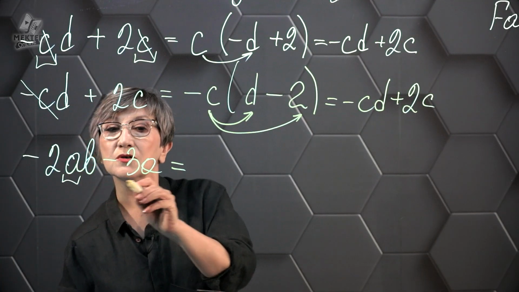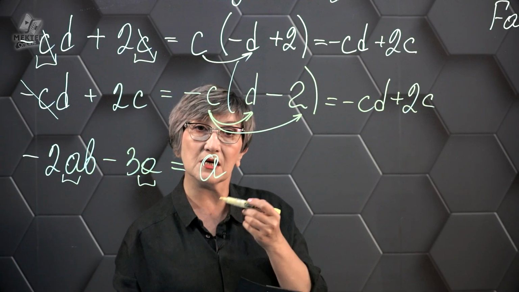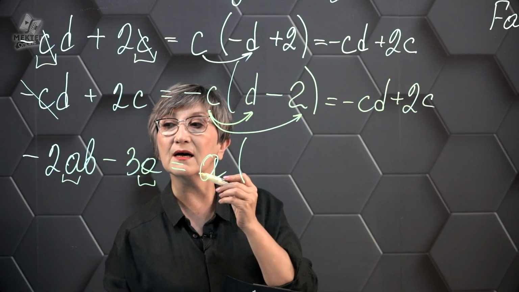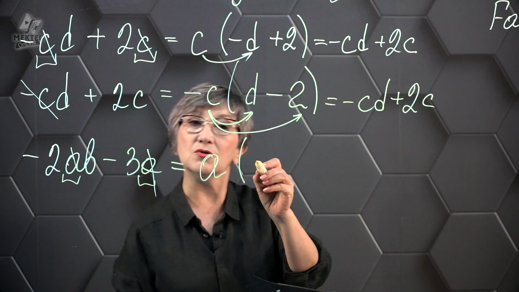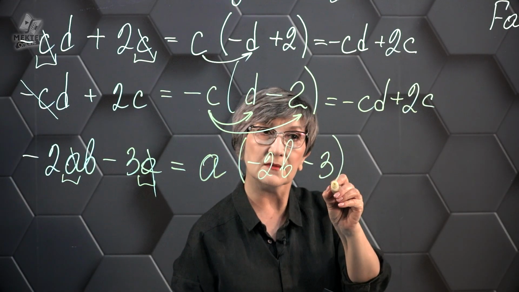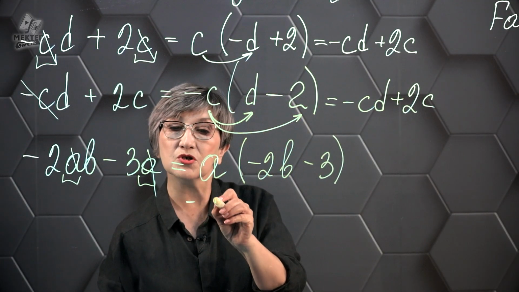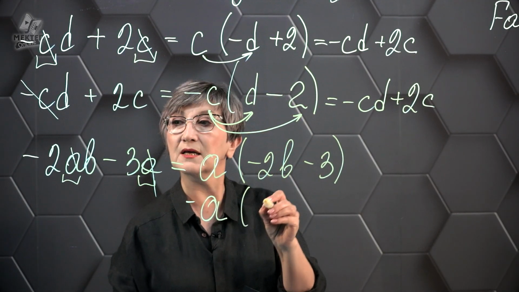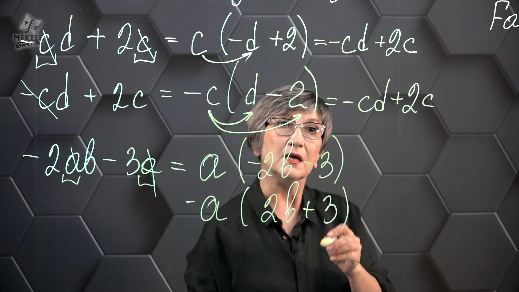In our example, we see that the common factor is a. Therefore, I can write the common factor a. Then, inside the brackets, the polynomial remains. We've taken out a, so we're left with minus 2b minus 3. But you can write the factor as minus a, in which case inside the brackets you'll have 2b plus 3.